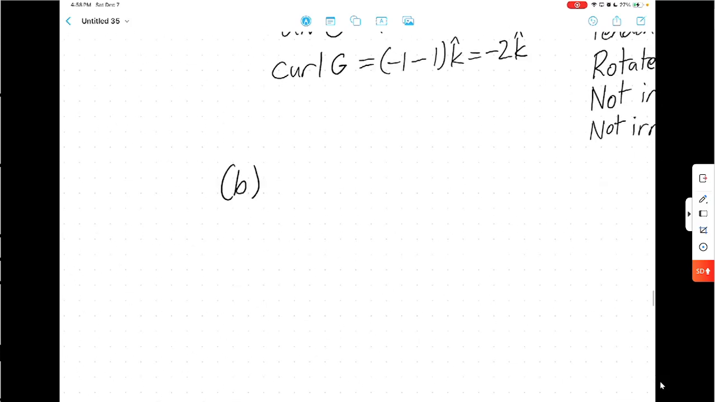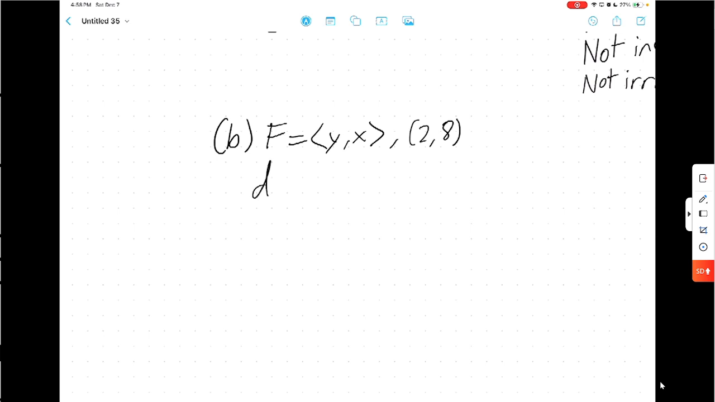B. F is equal to y, x at 2, 8. This is going to be another one where we might actually not need the point at all. Div F, first we're going to have the partial of the first one with respect to x, which is 0, and then the partial of x with respect to y, that's also 0, so we get 0.